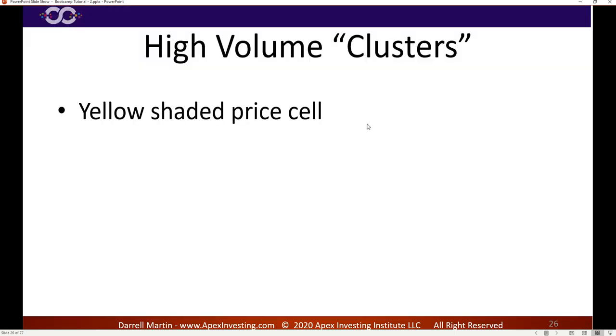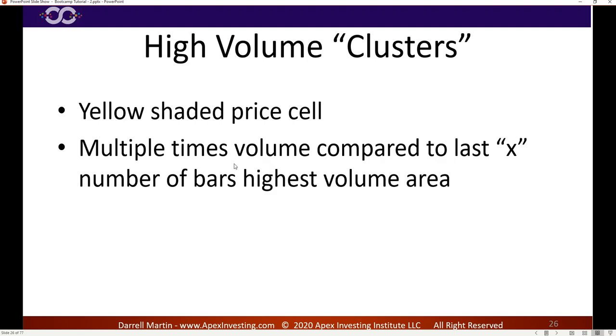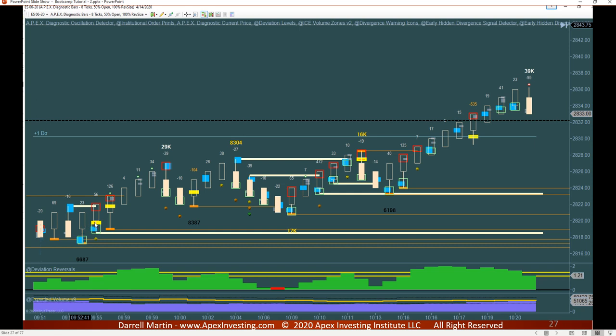High volume clusters. It's a yellow shaded price cell. Basically means there's multiple times more volume there at that price level than there was compared to the last X number of bars. It's these clusters, these yellow things. We talk about those during the training course. You'll understand how to use some of those. It's just showing a high volume level at that main price point that is much bigger than the last X number of bars.